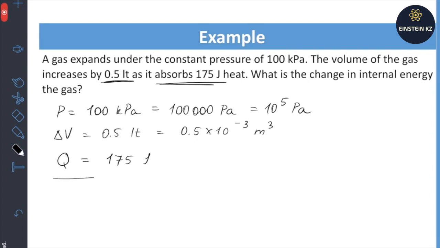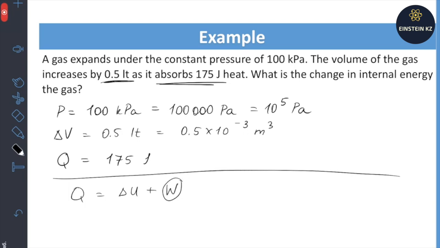So from the first law of thermodynamics, we know that Q is equal to delta U plus W, right? If we open this W, we will have Q is equal to delta U plus P delta V. So we have to find this delta U. That's why you can write like this: delta U is equal to Q minus P delta V. So by the way, we have everything here, so we have to just substitute the numbers.